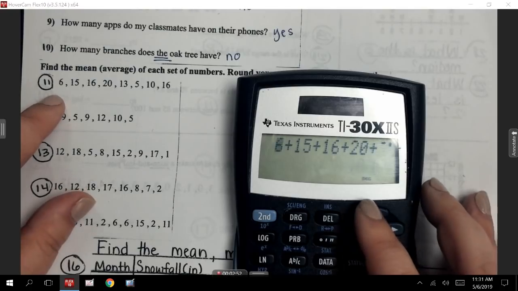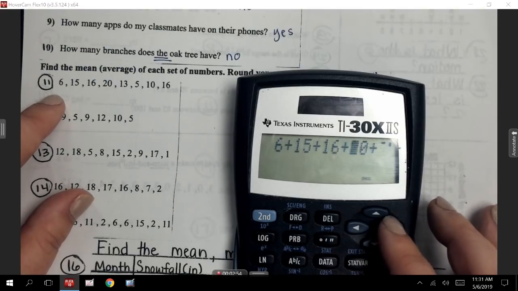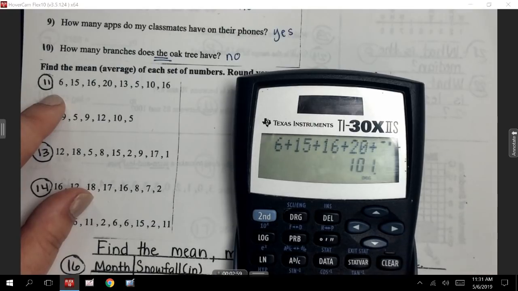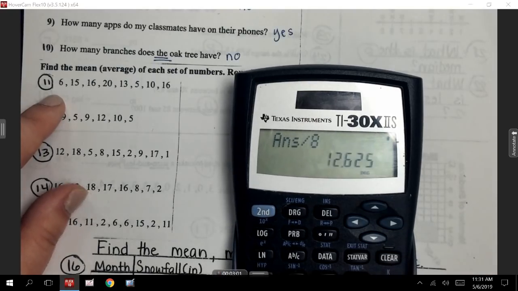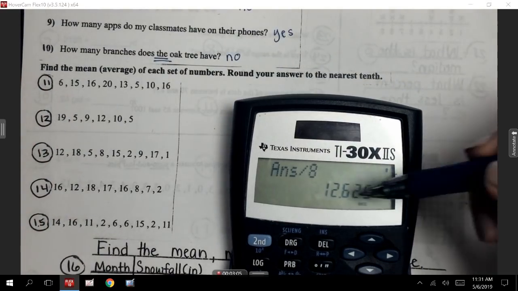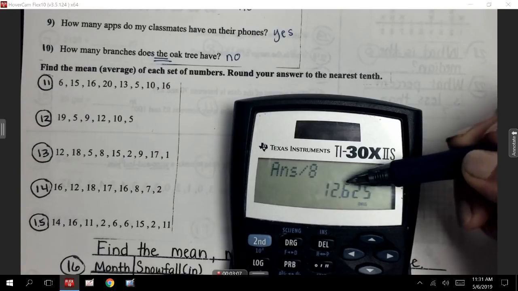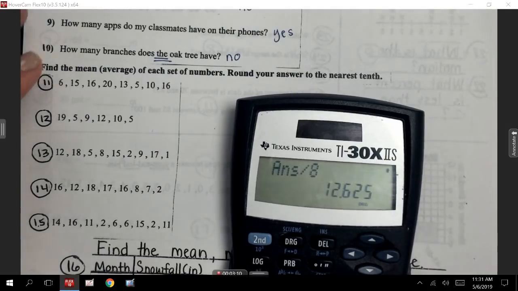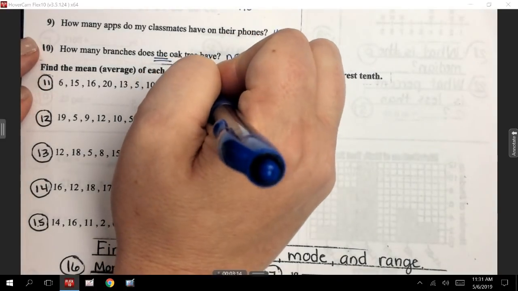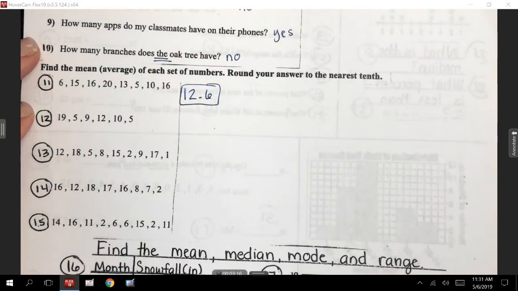Yeah, so we added them up, and I'm just going to make sure that was 1, 2, 3, 4, 5, 6, 7, 8, and then I'm going to divide by 8 and get my answer. It says to round to the nearest tenth if I need to, so that 6 is going to stay where it is since 2 doesn't make it go up, so I get 12.6 on number 11. All right.